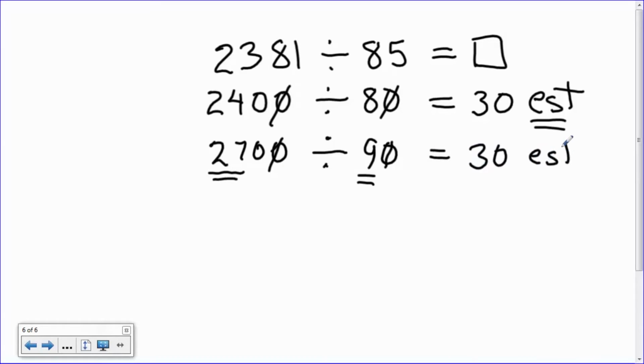So I get an estimate of 30, which happens to be the same as the previous estimate. So both of these are good approximations to what the quotient would be if I turn back to the original problem, 2,381 divided by 85. Let's look at one more time where we might be estimating quotients.